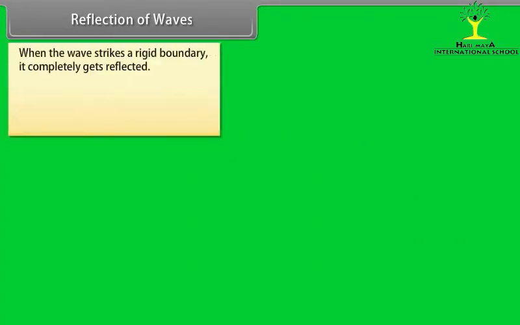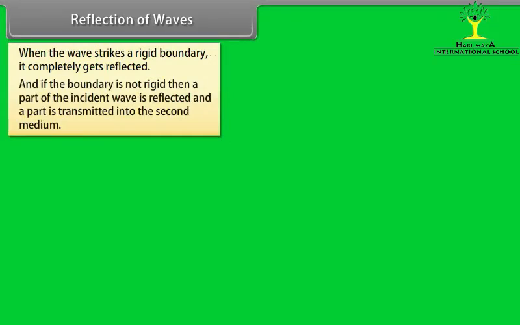Reflection of waves. When the wave strikes a rigid boundary, it completely gets reflected. And if the boundary is not rigid, then a part of the incident wave is reflected and a part is transmitted into the second medium.